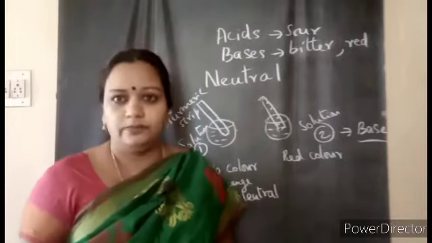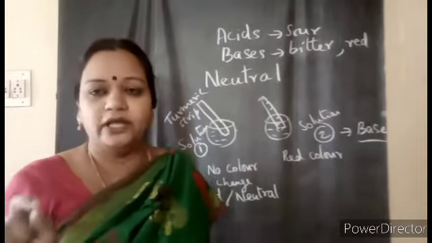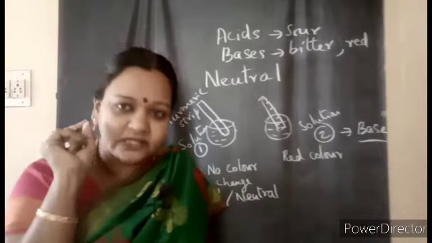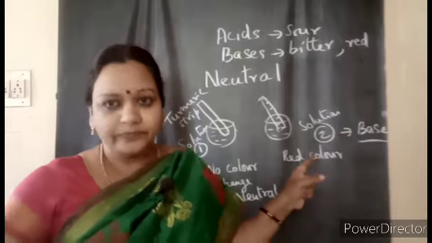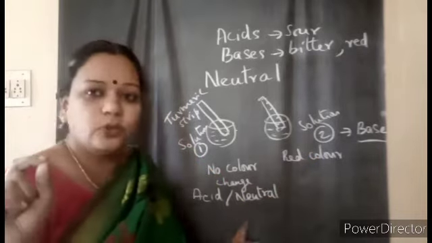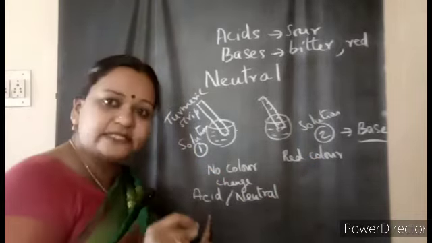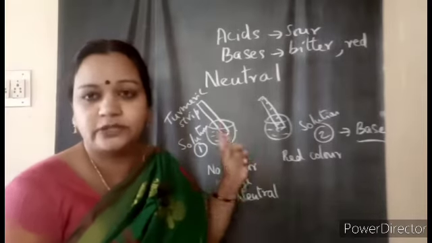In the table column also you have to note it down like this. Whichever solution you have tested, if a red color change is there, confirm and write basic in the remarks column. If there is no change, you have to write that it is either acid or neutral. Yes, this is about the turmeric strip.